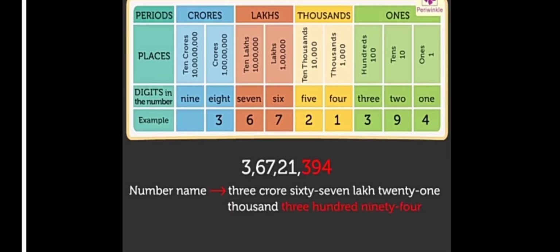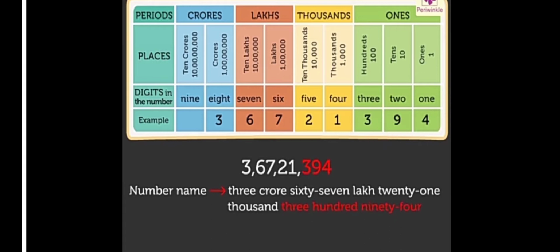Here an example is given, and the digits are 3, 6, 7, 2, 1, 3, 9, 4. Now how will we read it and how will we write it? Firstly, we will write these digits with their places. Here in the ones column 4 will be placed, 9 will be placed at tens, 3 at hundreds, 1 at thousands, 2 at 10,000, 7 at lakhs, 6 at 10 lakhs, and 3 goes with crores.